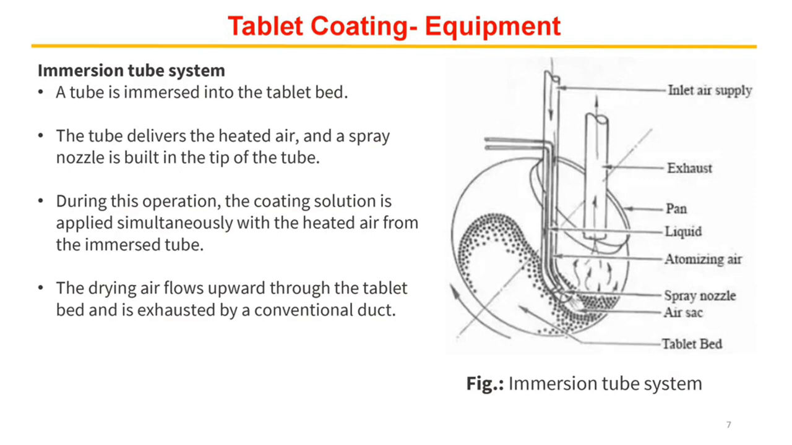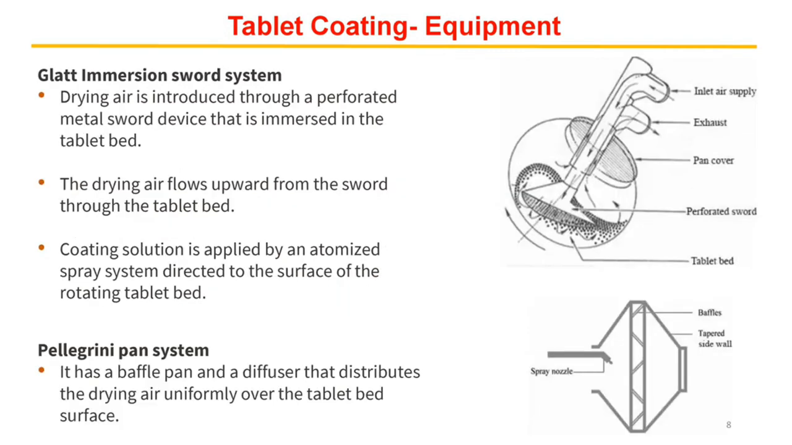Tablet coating equipment: Immersion tube system. A tube is immersed into the tablet bed. The tube delivers the heated air, and a spray nozzle is built into the tip of the tube. During this operation, the coating solution is applied simultaneously with the heated air from the immersed tube. The drying air flows upward through the tablet bed and is exhausted by a conventional duct. Fig. Immersion tube system.